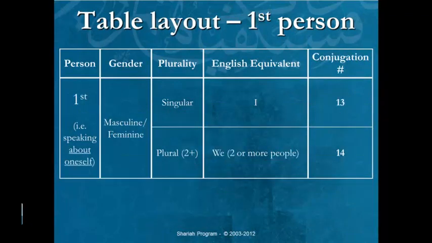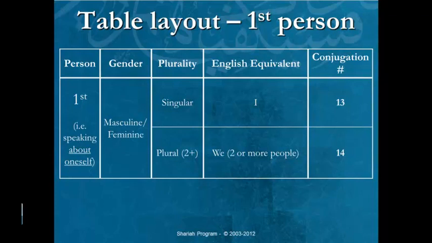And then we have I and we at the very end. Okay, and here it doesn't matter if the speaker is a male or a female. And also, in number 14, it doesn't matter whether it's a group of males speaking about themselves, or a group of females, or whether it's two. So it's just we. Anyway, so that's the basic layout.